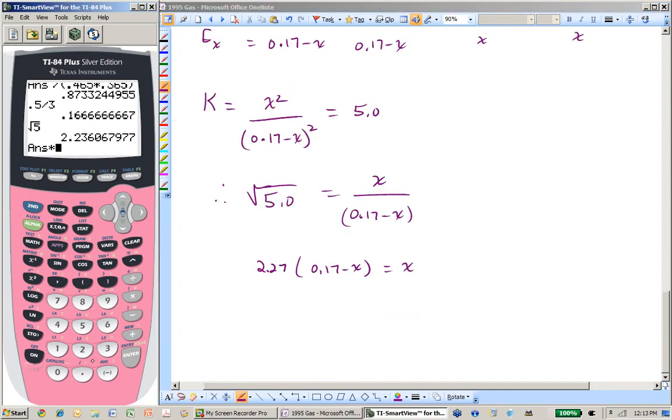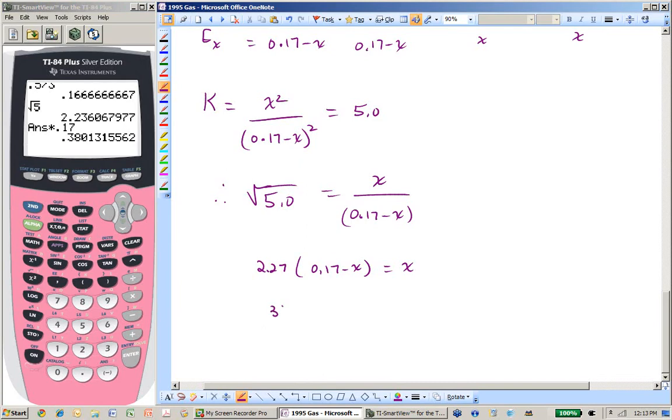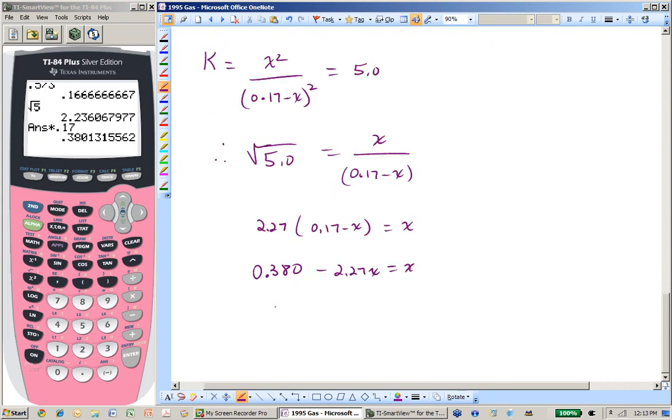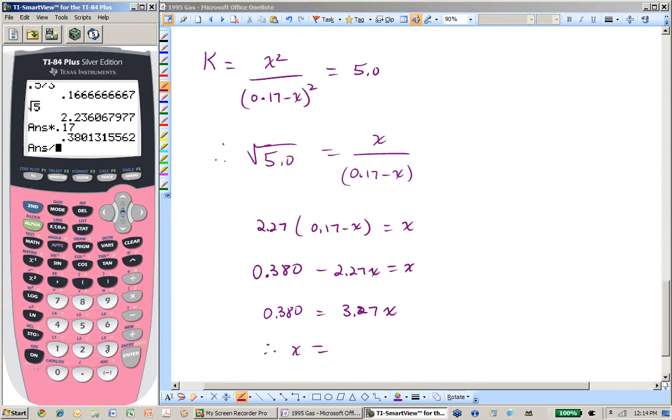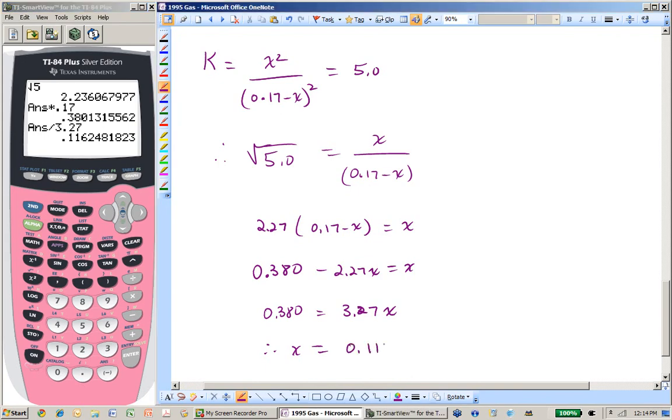So 2.27 times 0.17 is 0.380 minus 2.27x equals x. Add 2.27x to each side, and I get 0.380. That looks weird. Is equal to 3.27x. Therefore, x is equal to 0.380, still sitting in my calculator, divided by 3.27. And that's equal to 0.116, which I'm going to call 2 sig fig, 0.12 molar.